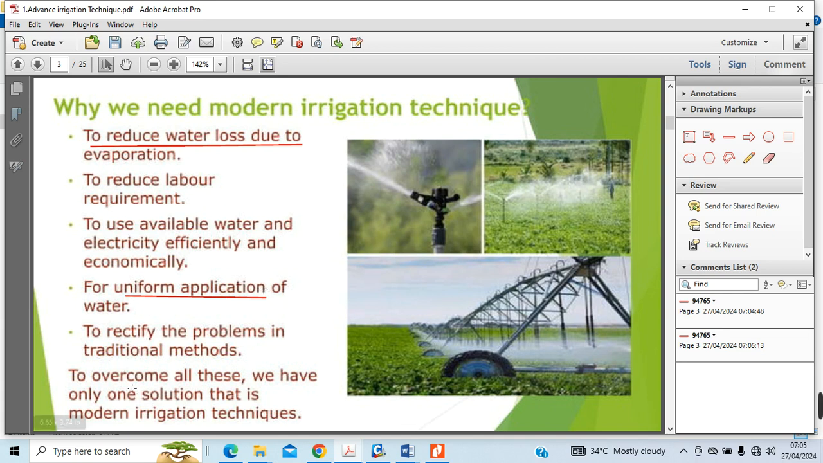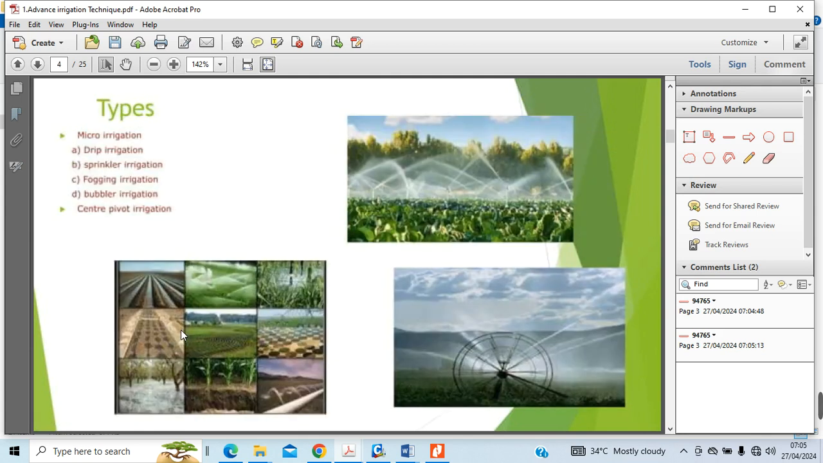So I may ask the question: why is modern irrigation technique applied in the irrigation field? You can write these answers. To rectify the problems in traditional methods, to overcome all these, we have only one solution, that is modern irrigation techniques.